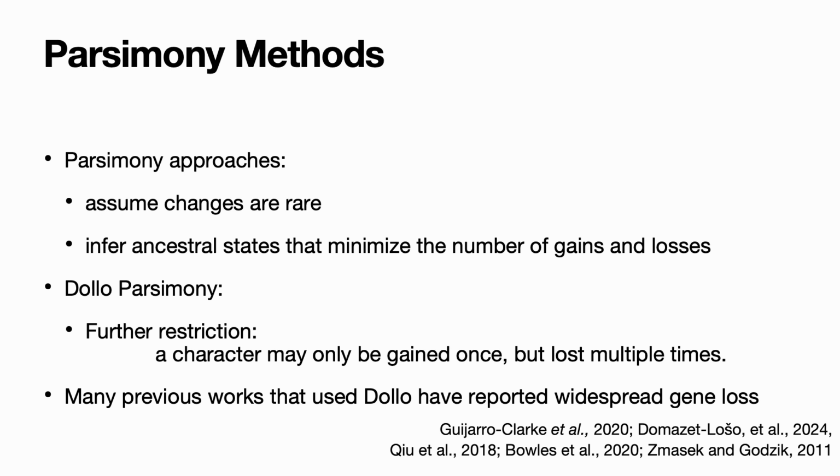Dollo parsimony is a widely used parsimony method. It imposes a further constraint that a character may only be gained once but lost multiple times. Many previous studies with Dollo have reported widespread gene loss.